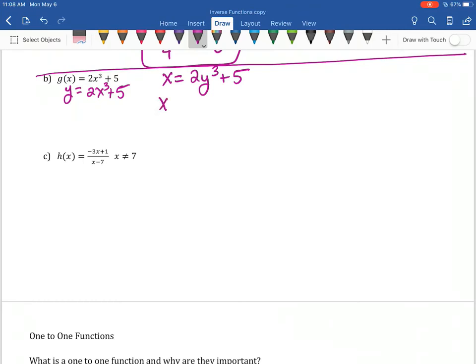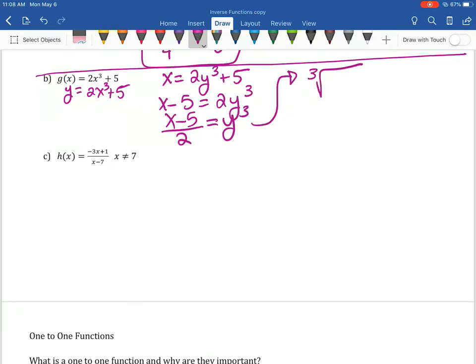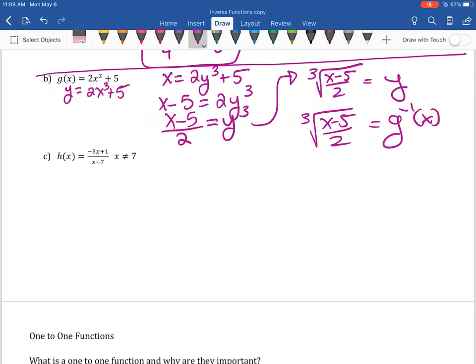So I'm going to subtract 5 from both sides. Divide both sides by 2. And now since I need to get y by itself, I'm going to do the cubed root to both sides to get rid of y cubed and just be left with y. And now if I want to write it using inverse notation, since this is the function g, I would write it like this. G inverse is the cubed root of x minus 5 over 2. There is my inverse.